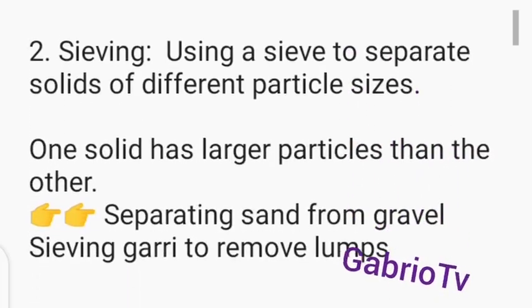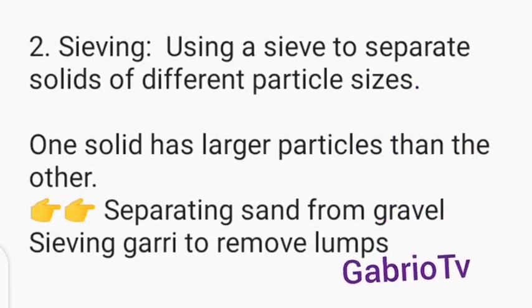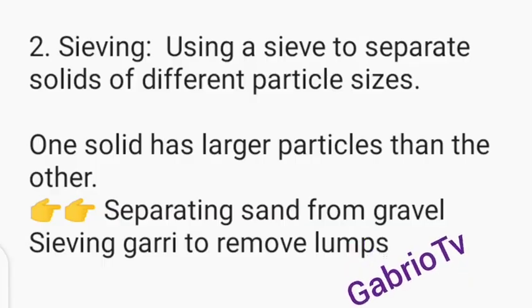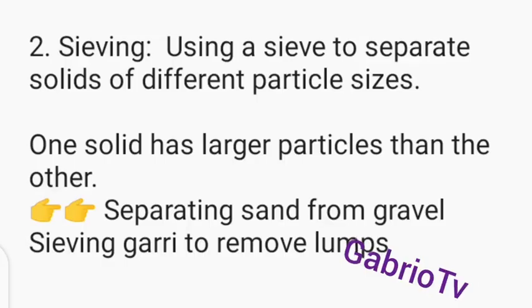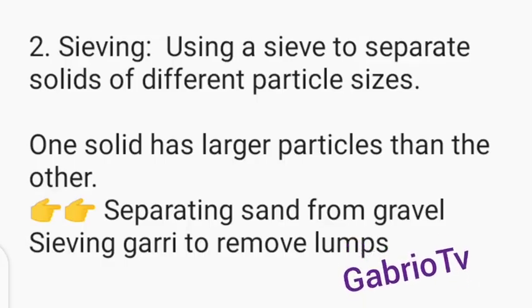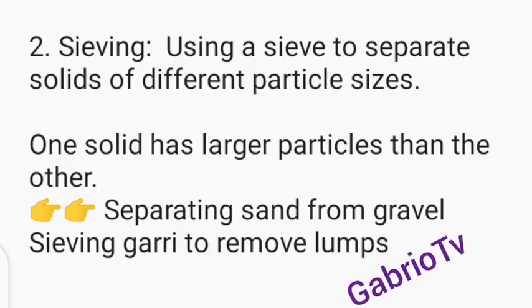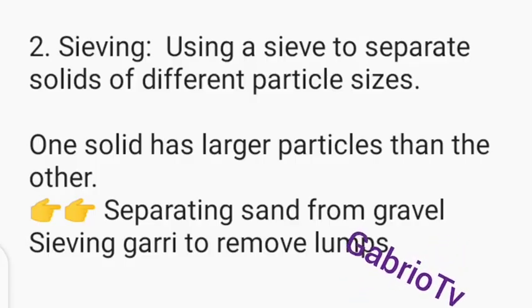Now let us move on to the next one, which is sieving. Sieving is used to separate a mixture of solids of different particle sizes. That is, one solid has larger particles than the other. For example, separating sand from gravel, or sieving garri to remove the lumps, the stones and other things. Those are sieving methods, used to separate a mixture of solids of different sizes.